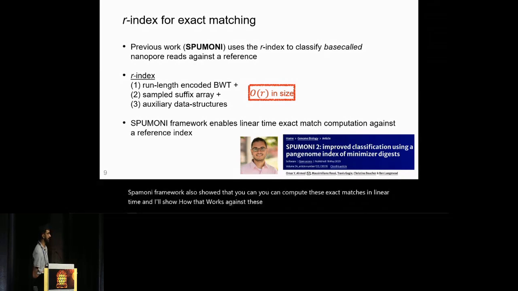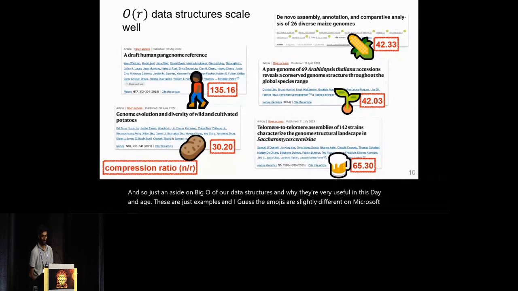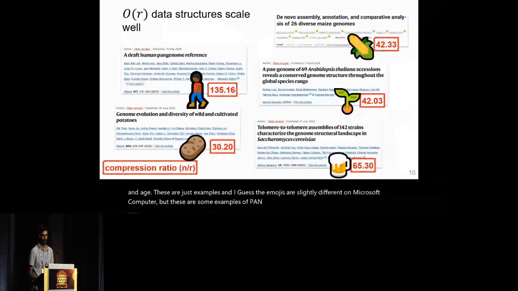Just an aside on big O of r data structures and why they're very useful in this day and age. These are just examples, and I guess the emojis are slightly different on a Microsoft computer, but these are some examples of pangenomes across the tree of life that have been published in the last year or two, of tens to hundreds of reference quality assemblies. I'm showing here the compression ratio, which is n, the size of the references if you concatenate them back to back, and r, which is the number of runs in the BWT of the reference. You can see that r grows far smaller than n because of all the inherent repetition between similar sequences in a pangenome. And so it's very ripe for compressibility and working in this big O of r compressed space.